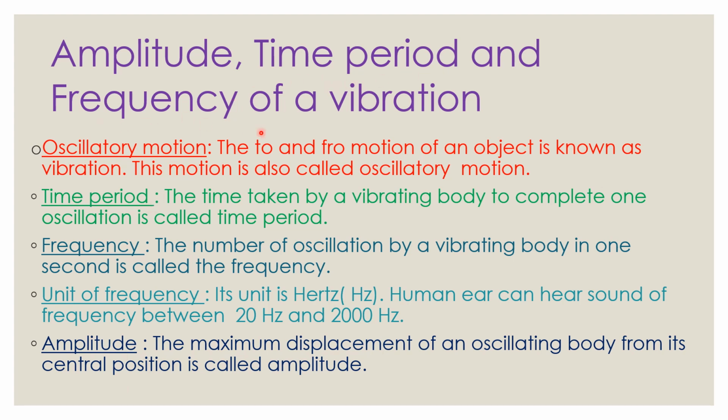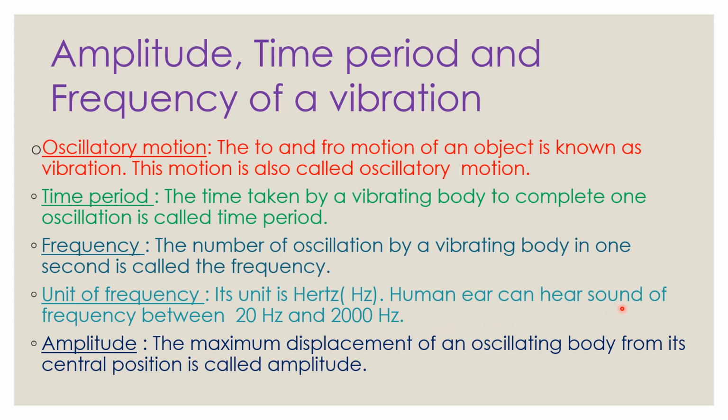Amplitude, time period, and frequency of a vibration. Oscillatory motion, the to and fro motion of an object, is known as vibration. This motion is also called oscillatory motion. Time period: the time taken by a vibrating body to complete one oscillation is called the time period. Frequency: the number of oscillations by a vibrating body in 1 second is called the frequency. Its unit is hertz.